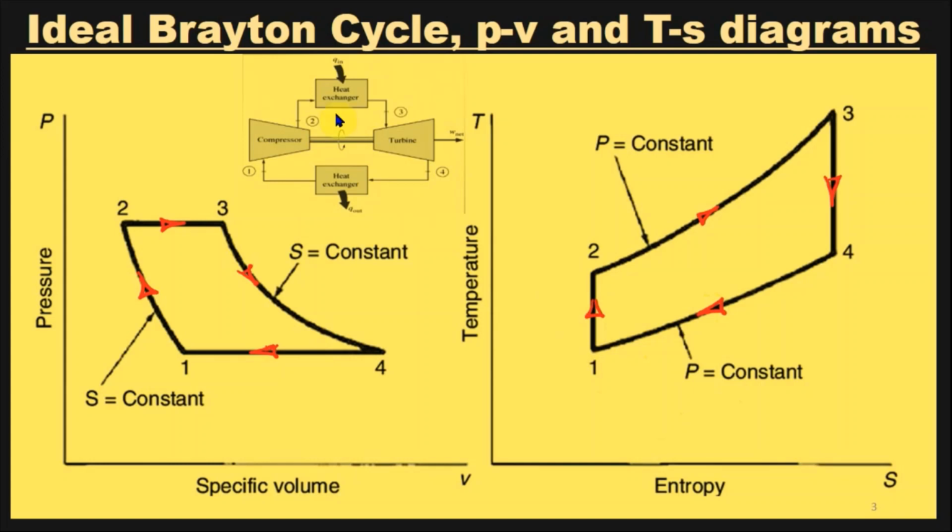We are familiar with the ideal Brayton cycle both in PV diagram as well as TS diagram. I do not want to repeat that, but I want you to recollect the isentropic process 1, 2 and the isentropic expansion process in the turbine 3, 4. This 1, 2 is isentropic compression process in the compressor in the ideal case. And I want you to recollect the pressure temperature relationship during the isentropic processes.